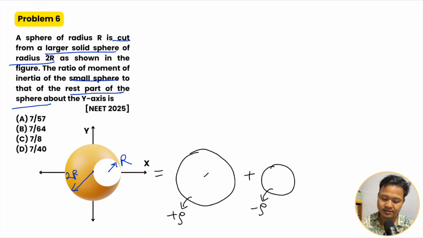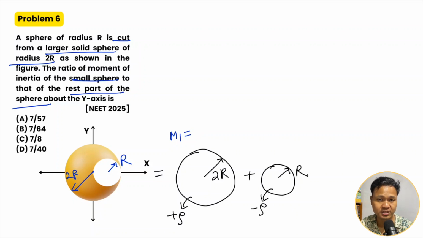Okay. The radius of the big sphere is 2r, and the smaller sphere's radius is r. Now M1 and M2: the density rho is the mass per unit volume. So therefore mass will be rho into volume. So M1 is rho into the volume of the sphere, 4 by 3 pi r cube.